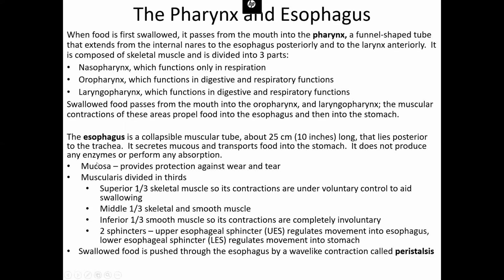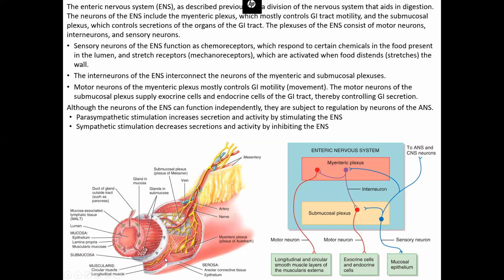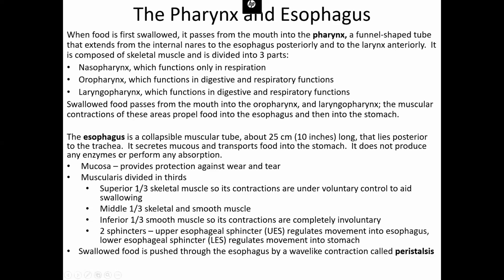Now, we talked in an earlier slide about the 4 layers: mucosa, submucosa, serosa, muscularis. Our esophagus has those 4 layers. I'm not going to talk about all of them. I do want to talk about just 2 of them. Mucosa has some important features in the esophagus.